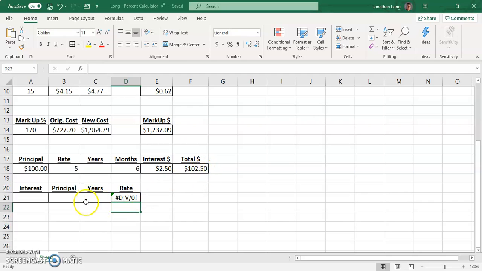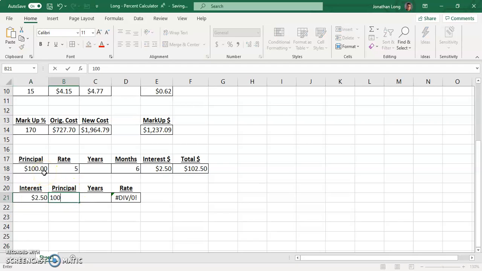So let's try this. Let's use the same problem we just did, but backwards. Let's say I made $2.50. Principal was 100. Years. Now, this is out of months. I'm not going to make a new box. What's 6 months? Well, that's half a year. 6 over 12 is 1/2. So I'm going to put in 0.5. And what's my rate is 0.05.